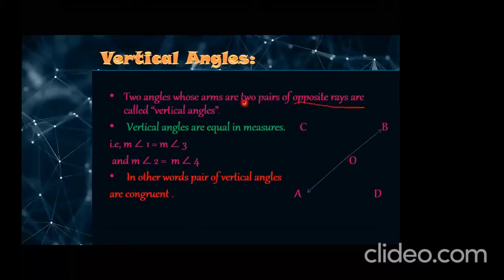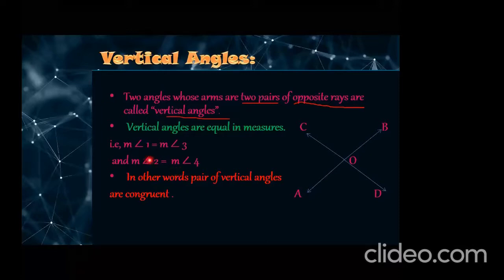And how many pairs of opposite rays? Two pairs. So the second pair is this one, OC and OD. After that, what will they form? They will form the angles which are called vertical angles. Now, a pair of vertical angles are equal in measure.